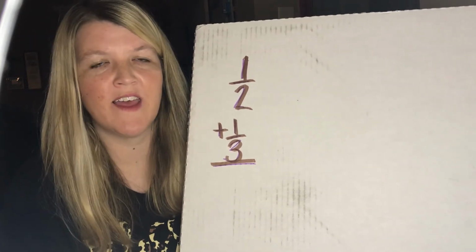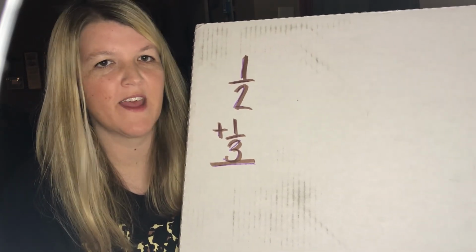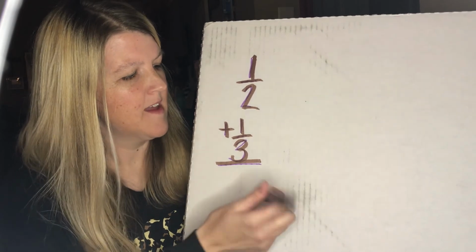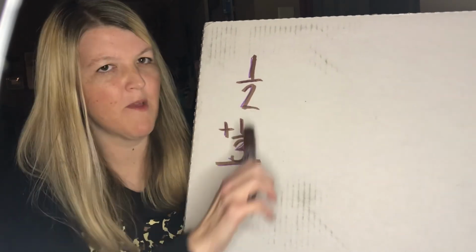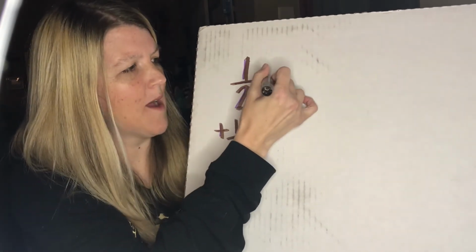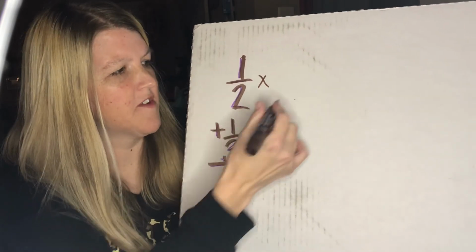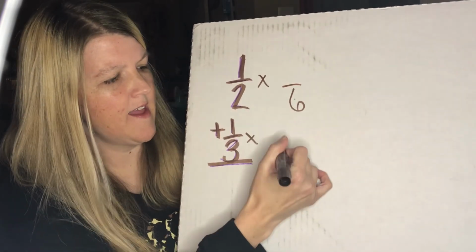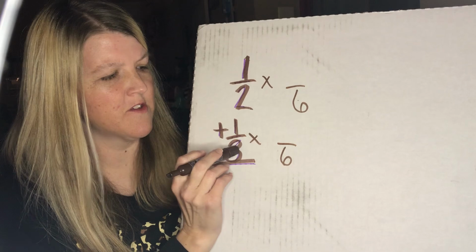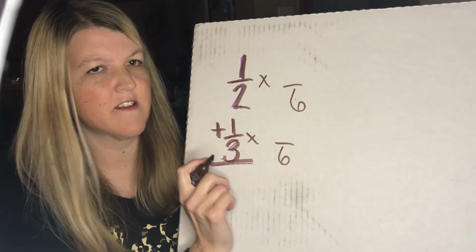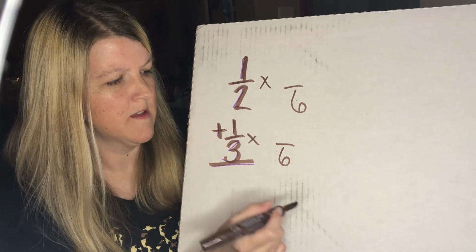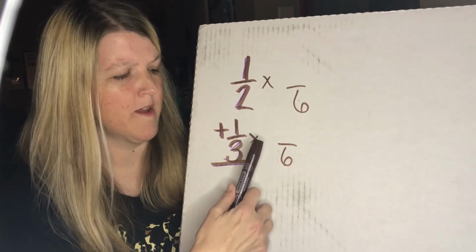So remember, we've got to have common denominators whenever we add or subtract with fractions. And one way that we can do that is to multiply the two denominators. So I'm going to multiply 3 times 2 to get 6. And remember, whatever I do to the denominator, I have to do the same thing to the numerator to keep it equivalent. So it'd be like multiplying it by 1.